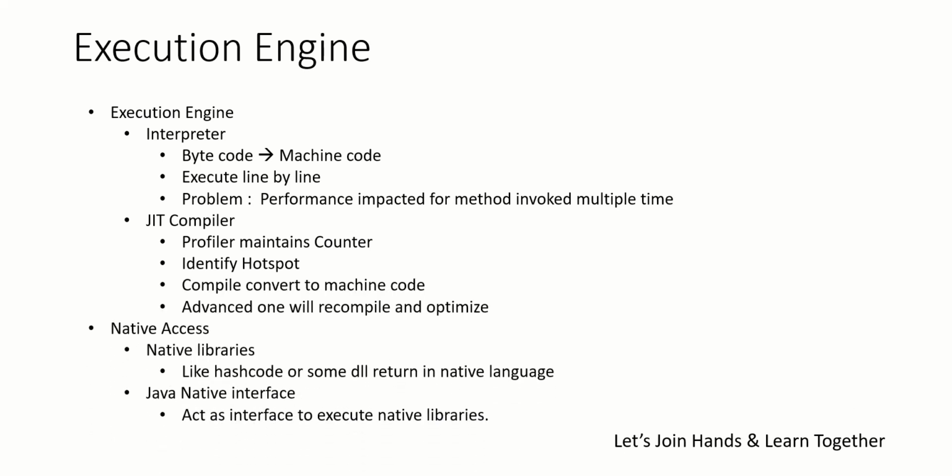Apart from the execution engine, we also have native libraries and the Java Native Interface. Native libraries contain all the libraries written in a native language, and if I want to access those libraries, I need the Java Native Interface from the JVM. Native libraries, for example, include the hashCode method and the wait method, which interact with the platform using a native language. If you have a DLL written in C or C++ and want to access it from Java, this can be achieved with the Java Native Interface.